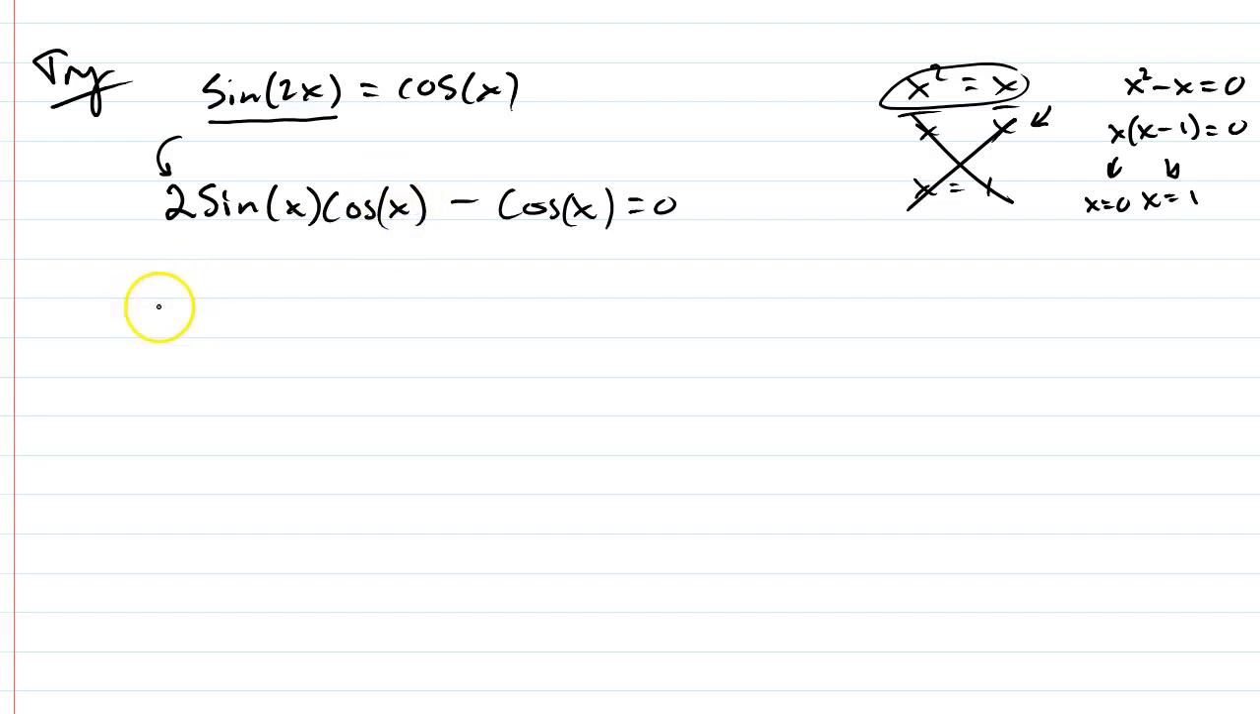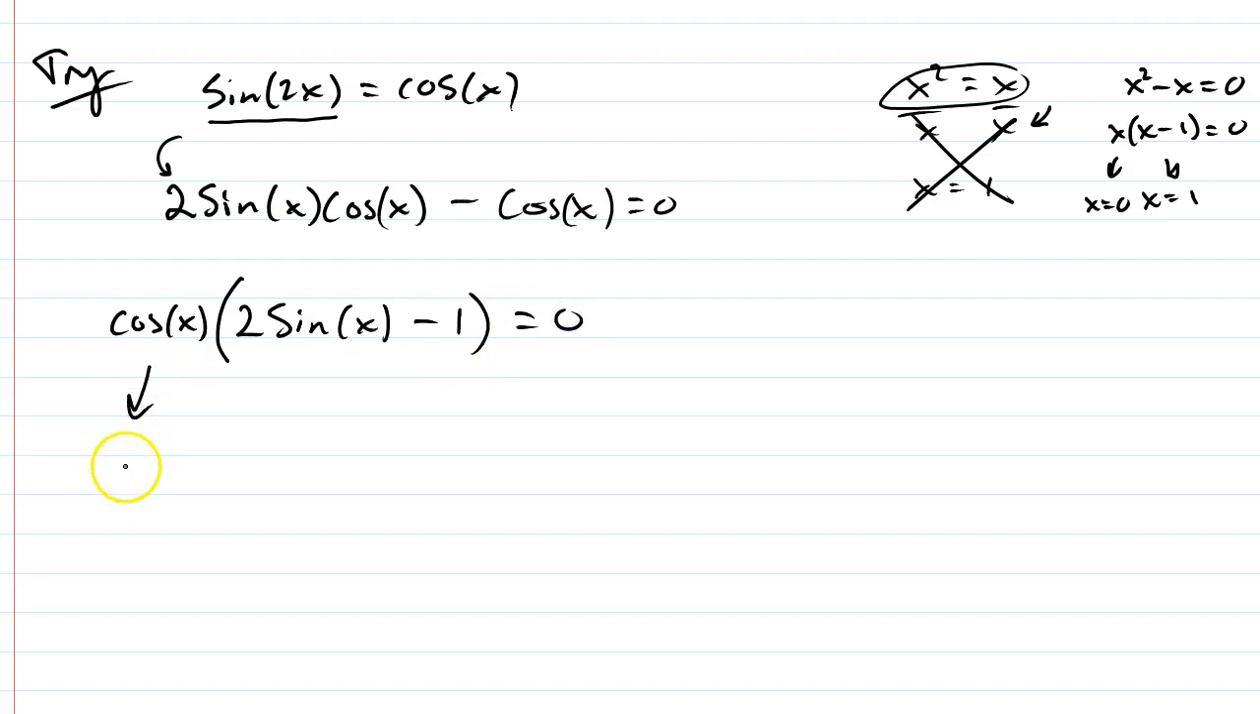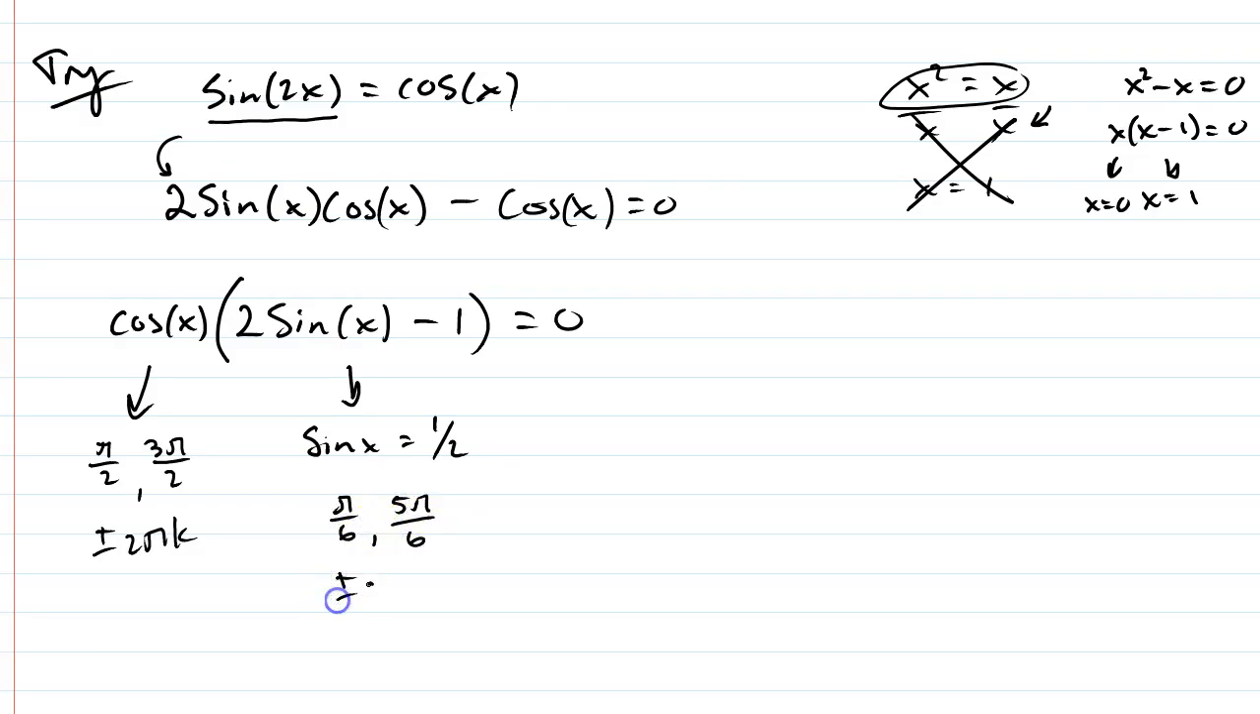Okay, now I'm going to factor out a cosine. And I should have 2 sine of x minus 1 left over. Now, if we solve, cosine x is 0 at pi over 2 and 3 pi over 2 plus or minus 2 pi k. Also, this is going to turn into sine x equals 1/2 because you add the 1 over when you set it equal to 0 and divide by 2. So x here is going to be pi over 6 and 5 pi over 6 plus or minus 2 pi k.